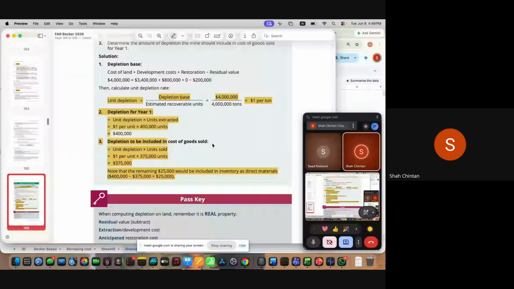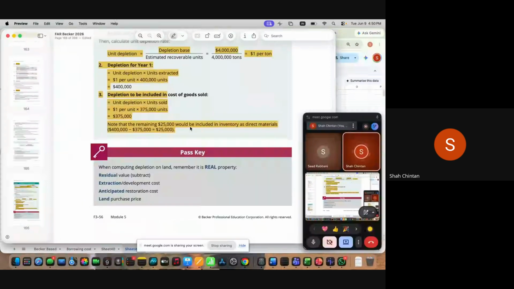It's 400,000. Now here there is a point: how much you should include in the cost of goods sold. This is your homework because you have done the inventory chapter. You should know that this is the item you have produced. This is your inventory. You have sold only 375,000. So how much should go to the cost of goods sold in your P&L? You have to try and calculate this amount. And if you find any difficulties, first revise your inventory chapter, and then I will help you with how the cost of goods sold is created.